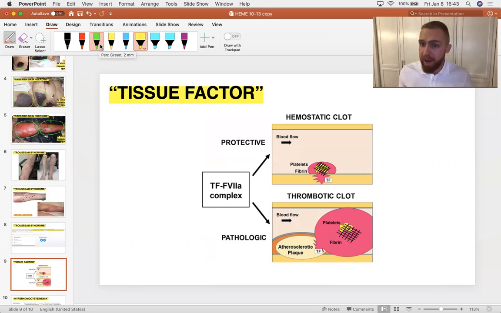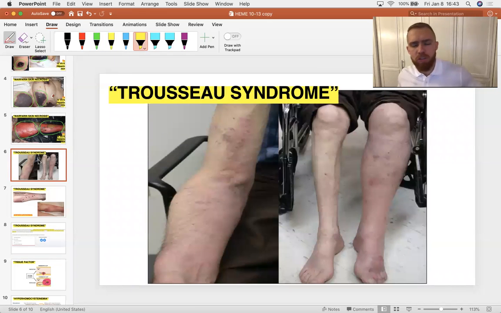So tissue factor is responsible for the tendency to clot in cancers. And you can also see this one thing in adenocarcinomas called Trousseau syndrome, which is a migratory thrombophlebitis. So thrombophlebitis, itis means inflammation, and then it's going to be inflammation of a vein, essentially.